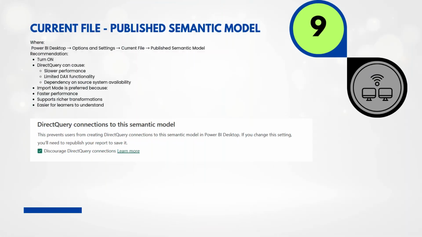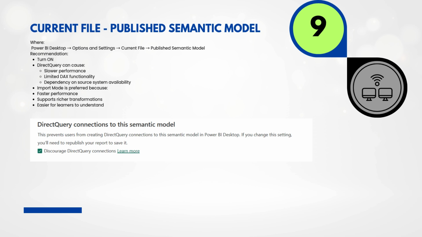Current File Publish Semantic Model settings. When you publish a dataset to the Power BI service, you have to decide how Power BI connects to your dataset. And while DirectQuery might sound like a great option, it often creates more problems than it solves. Let's look at why you should select Discourage DirectQuery connections in your settings.